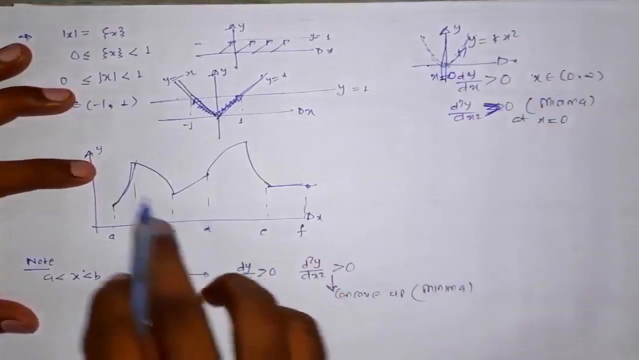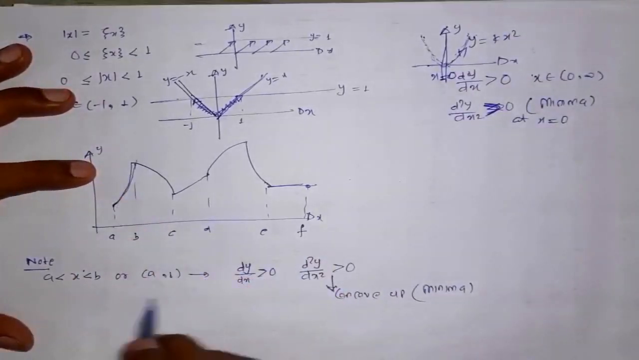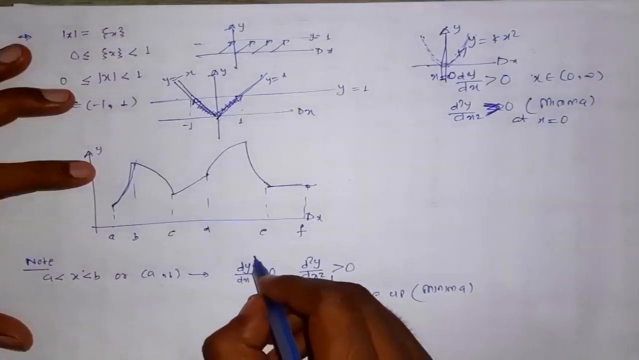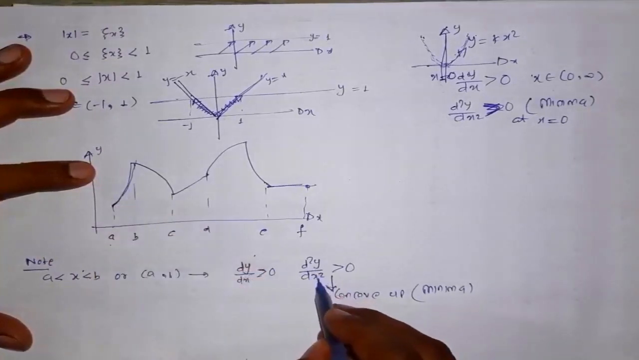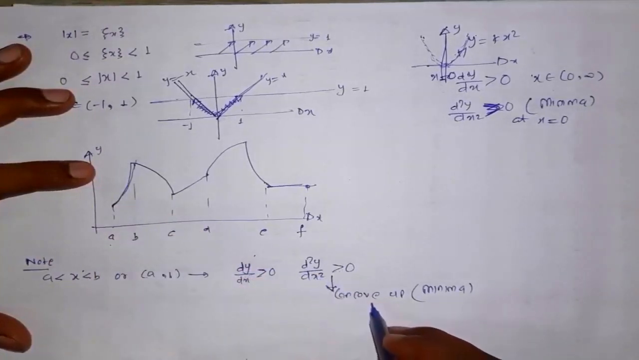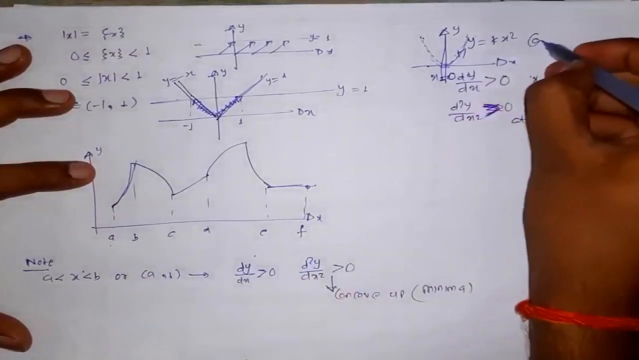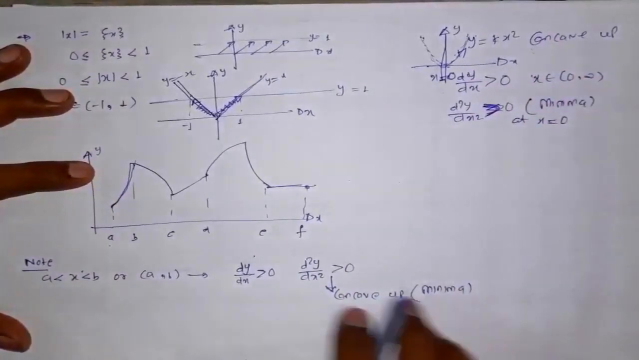Okay. So here the same thing I'm trying to tell you, that dy by dx will be positive. That means this function is strictly increasing between A and B, and d2y by dx square will be positive, concave up. That means like this. This is concave up. So here we will get a minimum.